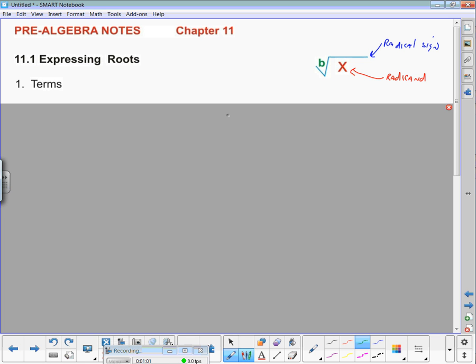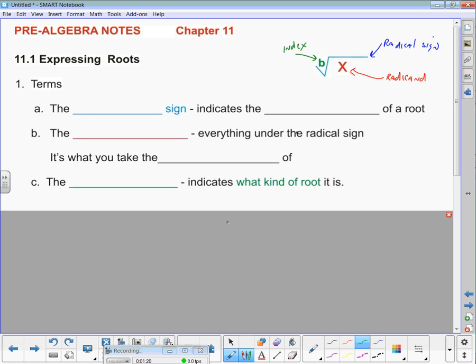All right, radicand. So you've got the radical sign, you've got the radicand, and then you have oftentimes something in the crevice, and that is called the index. So those are three parts of radicals. You've got the radical sign, the radicand, and the index. Let's talk about each of them right now.